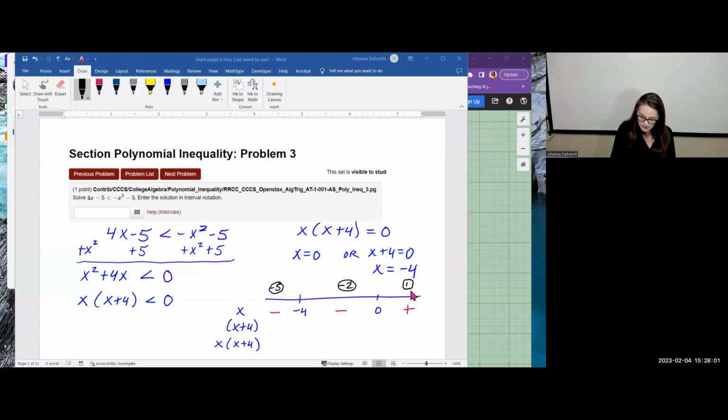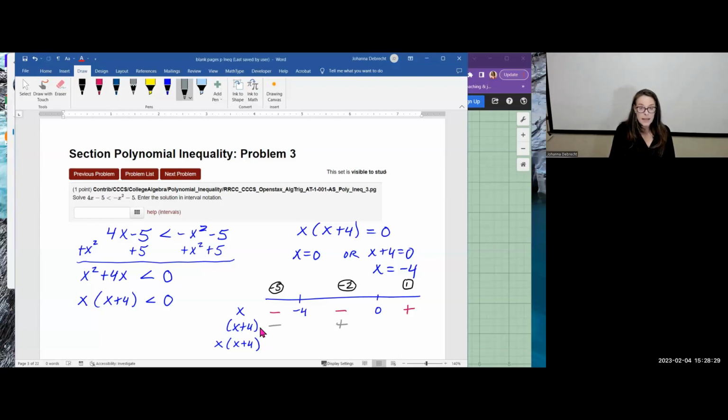Now I want to look at x plus 4, and I'm going to do these in gray. So for x plus 4, I'm going to plug in the test number, negative 5, into this factor expression, and I get negative 1, and all I really care is that it's negative. Then I'm going to take the test number negative 2 and plug it into the factor x plus 4, and that's going to give me a positive 2. So that's a plus, that's a change.